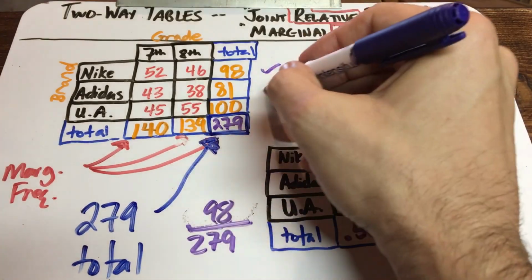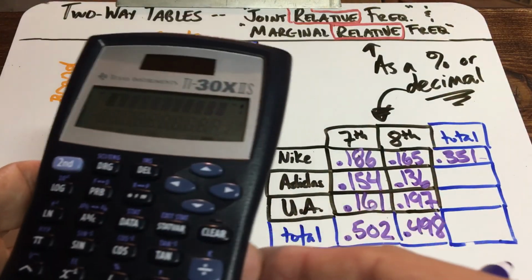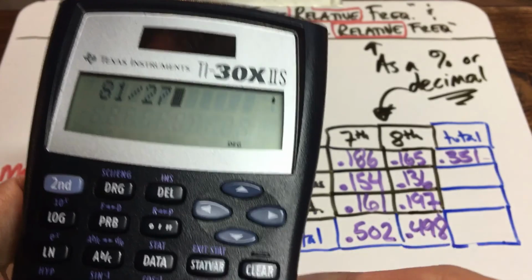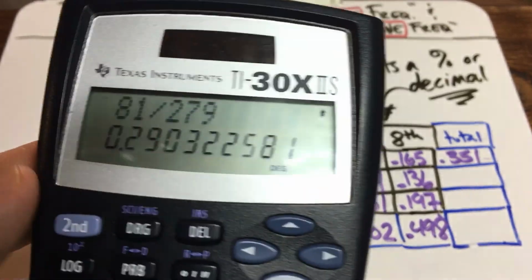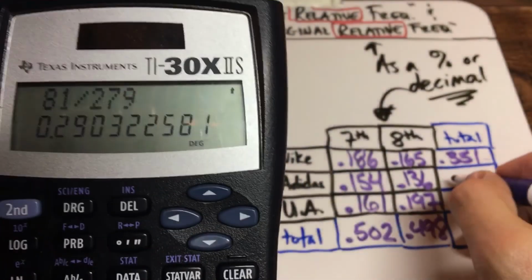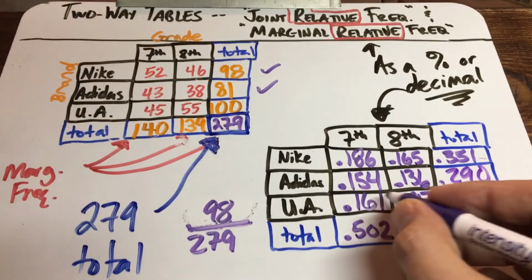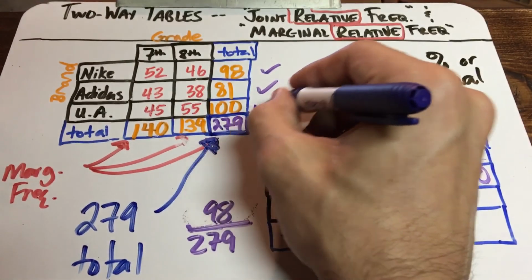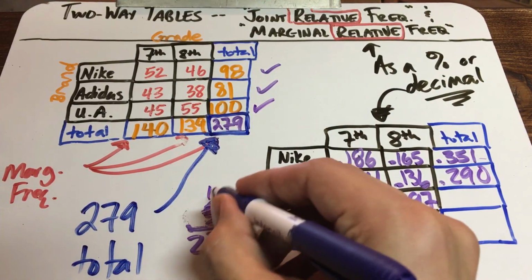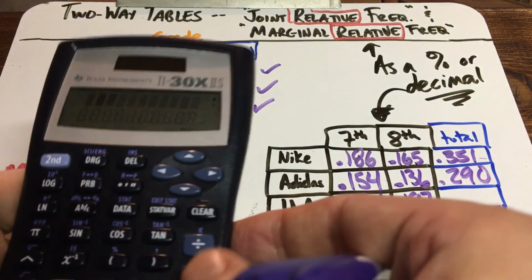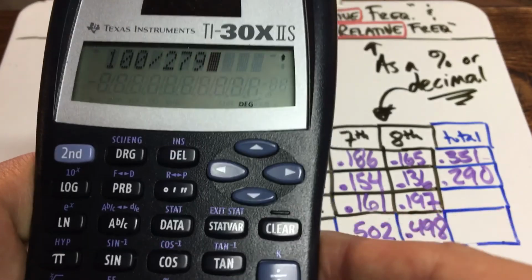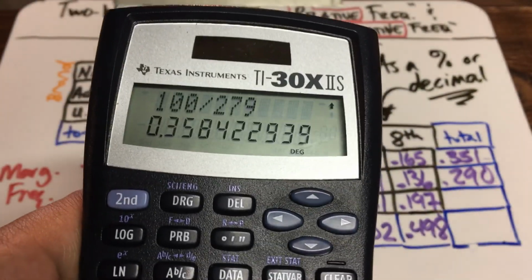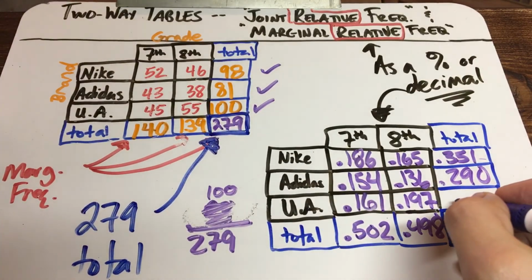Same thing for Adidas. I could do 81 divided by 279 and get 0.290, 29%. Or I could have just added 154 and 136. It would have been the same thing. And the same thing with Under Armour, 100. I could have just done 100 divided by 279. This is the way I would prefer to do it. It just seems faster to me. 0.358, or you could just add those numbers together.